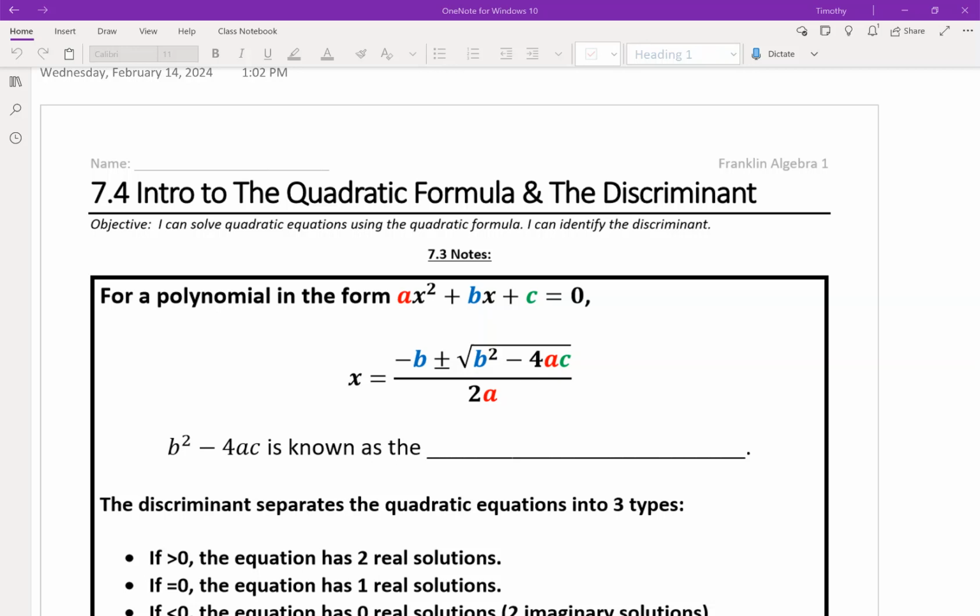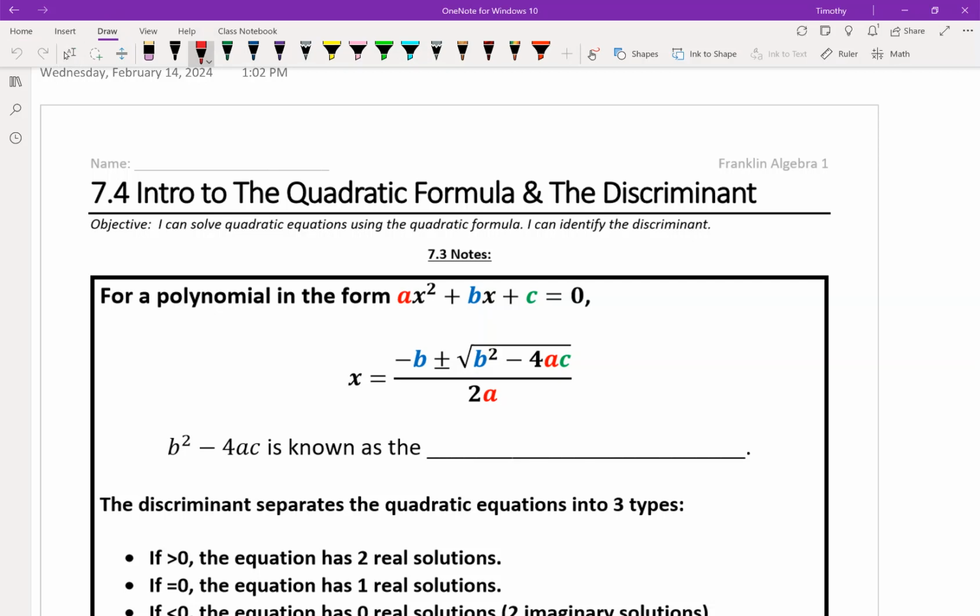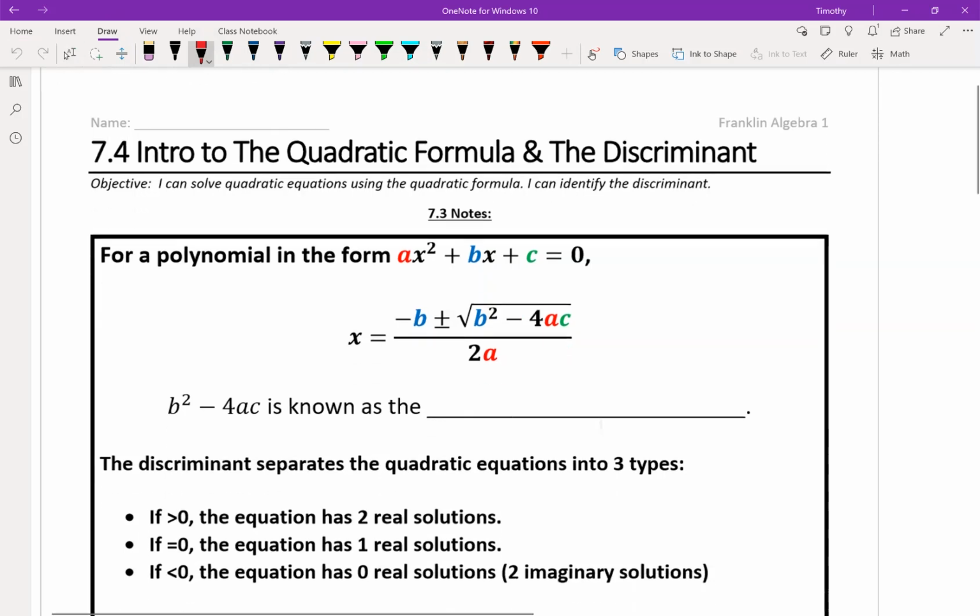Graphing works best for some. Square roots really only work when it's a very simple equation with no b value. Factoring works when the quadratic is able to be factored. And so they all have their pros and cons, but the quadratic formula always works. Now for today's notes, we're not going to do the whole formula, but we will talk about it.